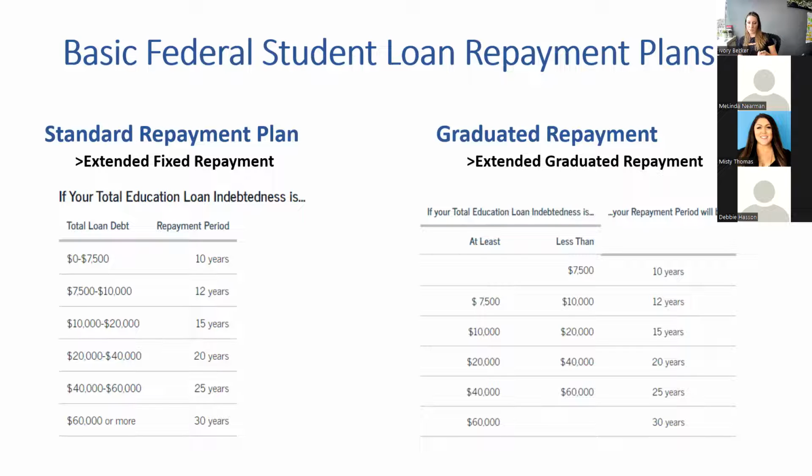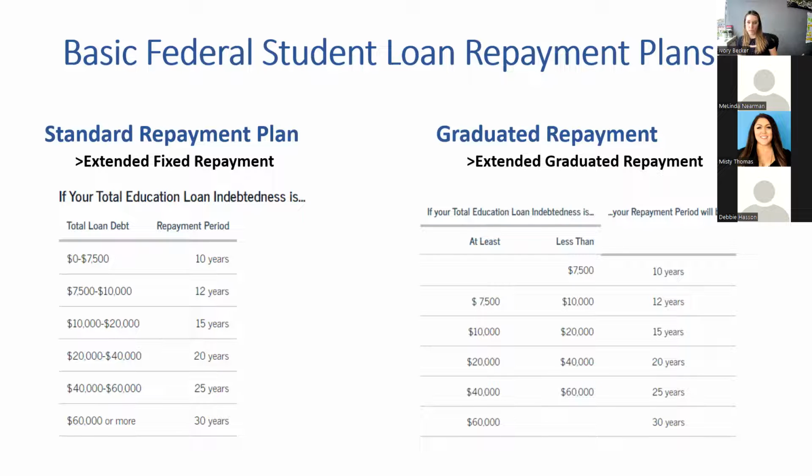And the graduated repayment is slightly different than the standard repayment. So graduated repayment is where every 2 years your payments increase. So you're still scheduled to pay off your loan at the end of the 10 years, but you just start with a lower amount and it gradually gets bigger and bigger. The same as the extended repayment, an extended graduated repayment just takes that time frame and extends it out up to that 30 years if you consolidate your loan balances.